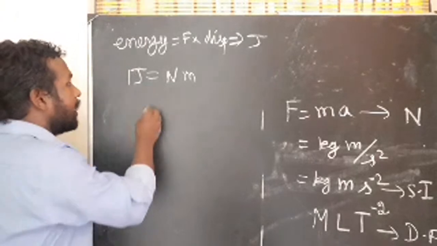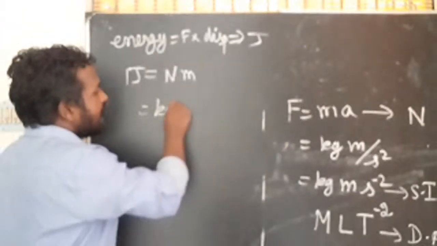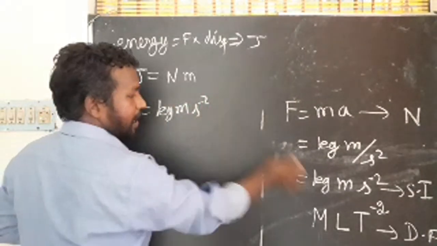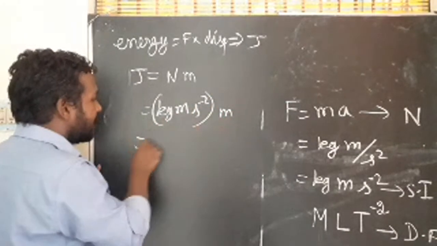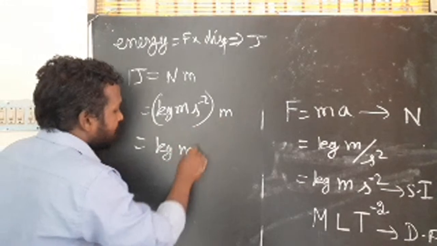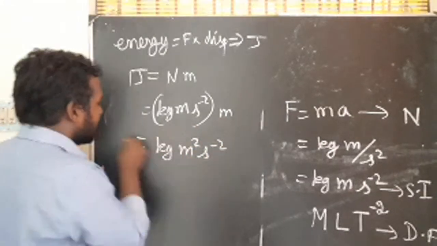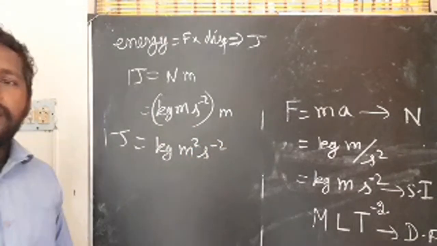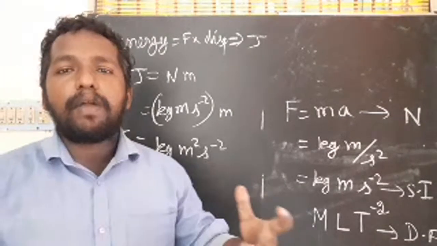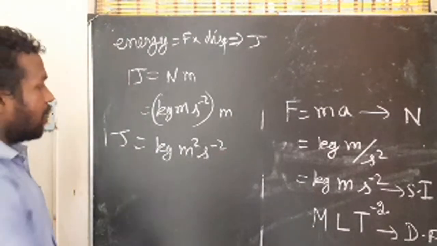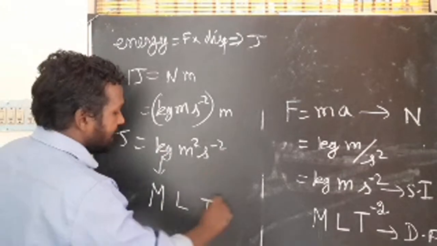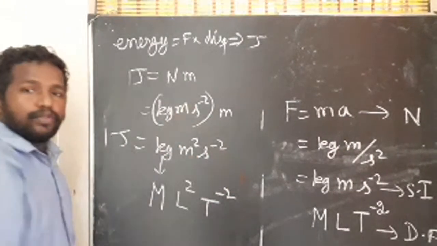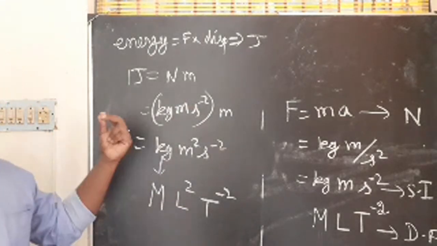We already know what Newton is. Newton is kg meter second minus 2, already we found here, into meter. So meter will have meter square. So kg meter square second minus 2. It is called the 1 joule unit. Now what is the dimensional formula for 1 joule? Mass is M, length is L, time is T: M L square T minus 2. So it is the dimensional formula for energy.